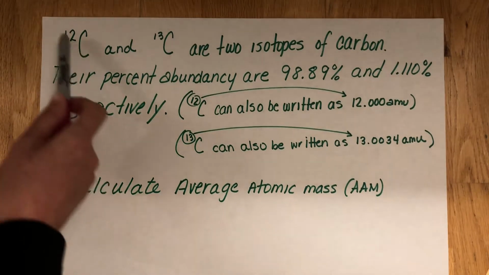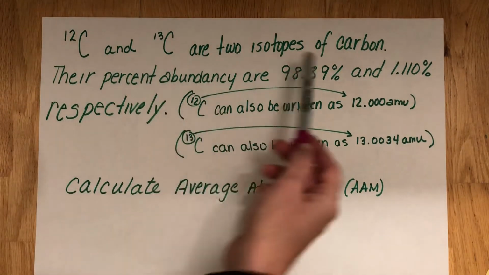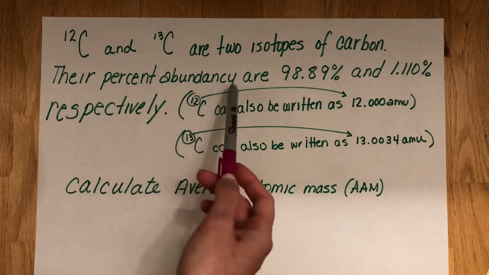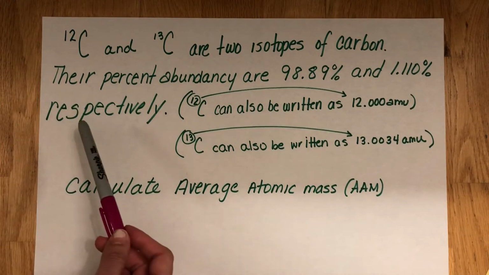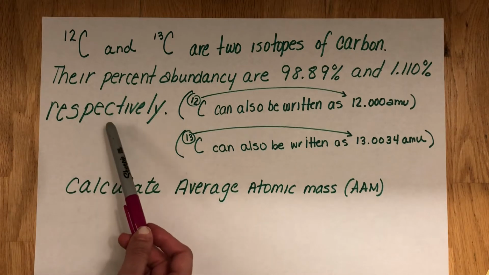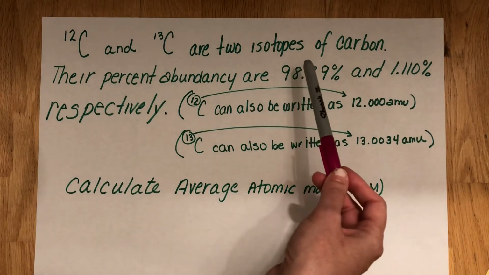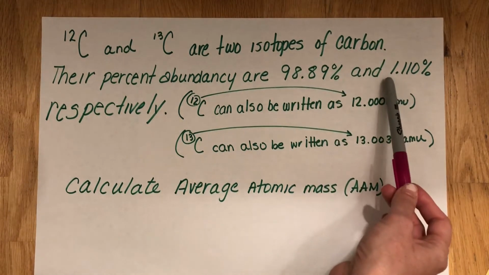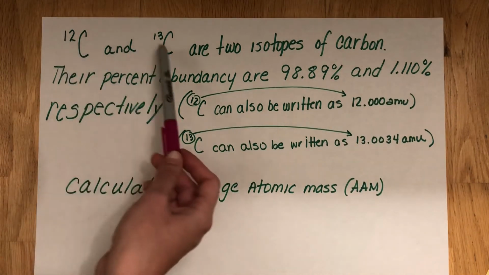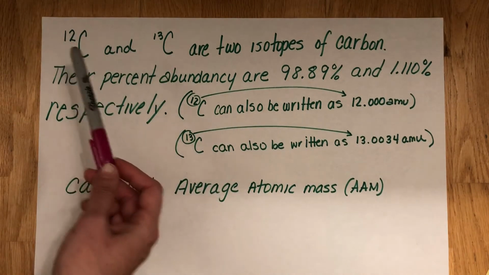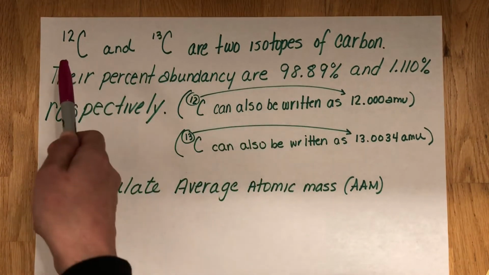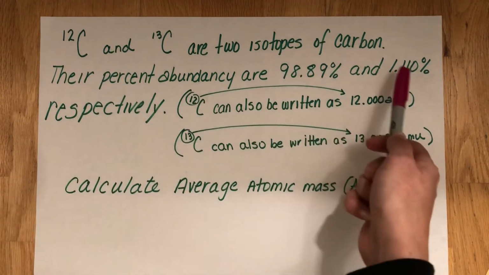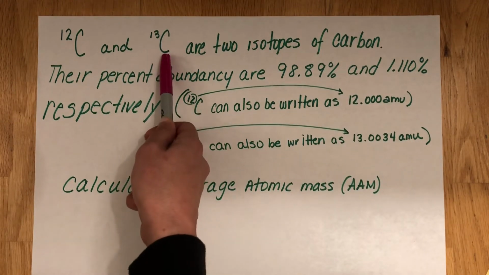And so carbon 12 and carbon 13 are two isotopes of carbon. Their percent abundances are these, we just said that, respectively. So really quickly, let's just cover what respectively means. That just means that you were given two values and they belong to the two carbons here in the order in which they were given. So this 98.89 came first, and so it goes to this first carbon. This one came second, it goes to that carbon.